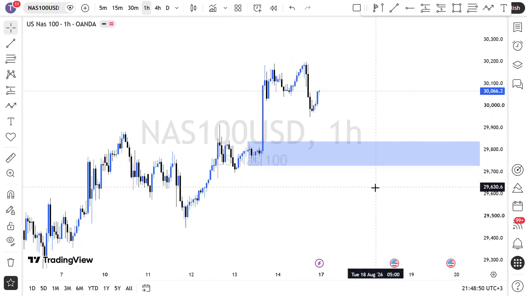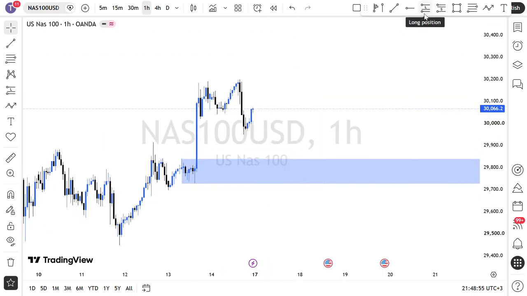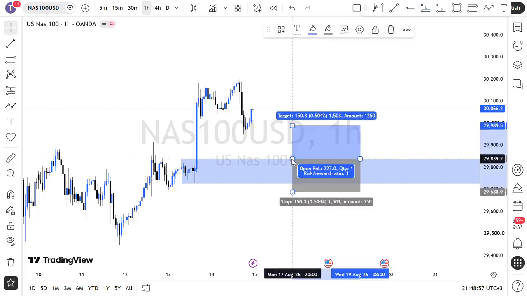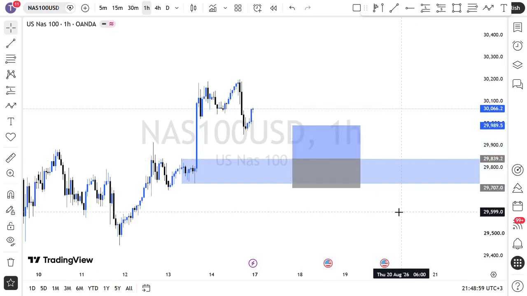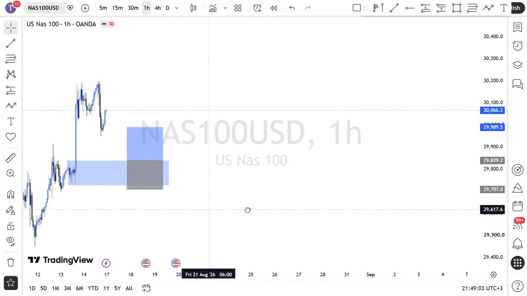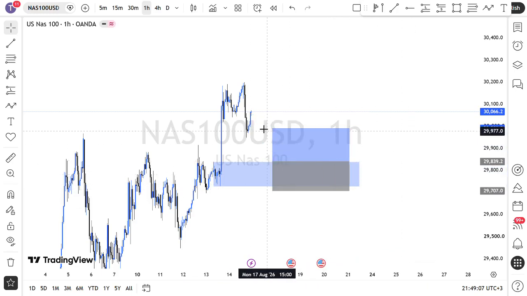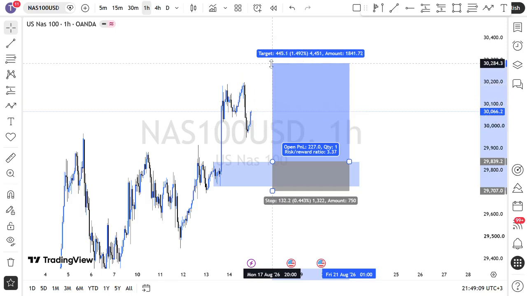I want to see price dropping back into this area. Then we try to look for a buying opportunity from that area to the upside. So on NAS 100, that will be my best point of interest. I want to see price coming back into that area, and then we look to take our buys to the upside.